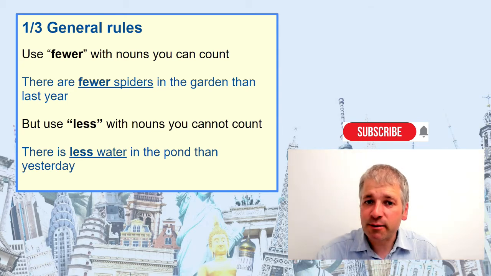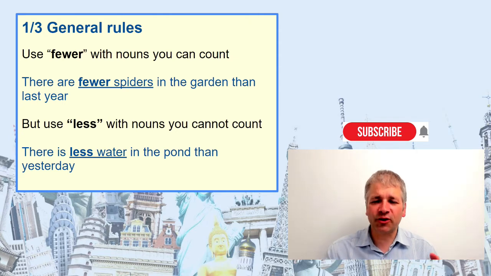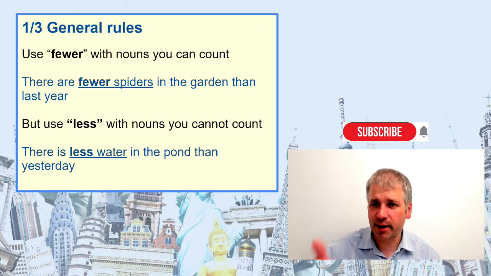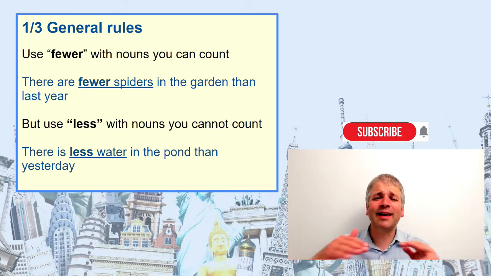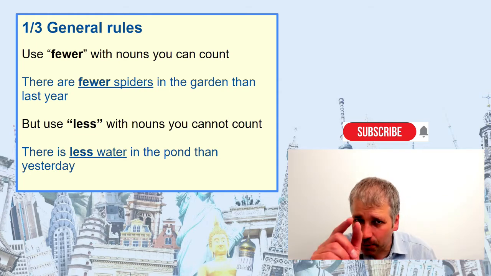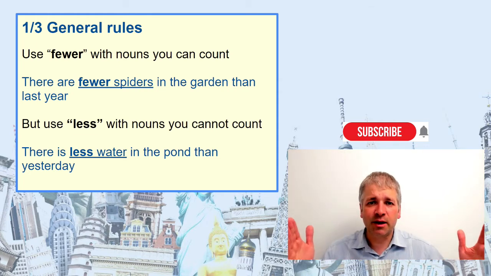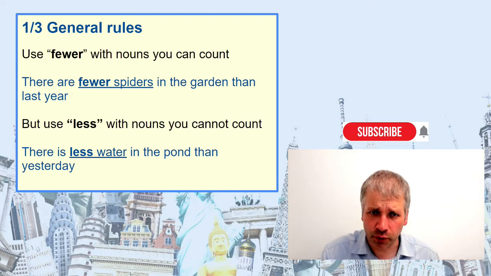But use less with nouns you cannot count. For instance, there is less water in the pond than yesterday. We cannot count water. We don't say 1 water, 2 waters, 3 waters, 4 waters. It's what we call an uncountable noun. We can't count it. It's always water. A little bit is water, a lot is still water. Those are the general rules.